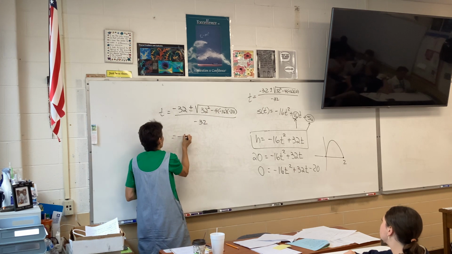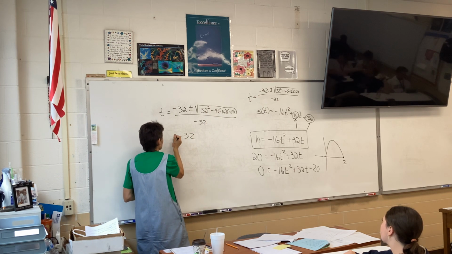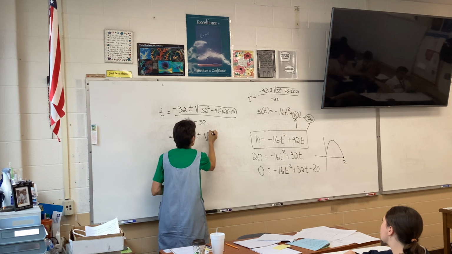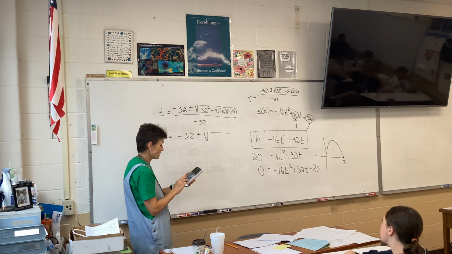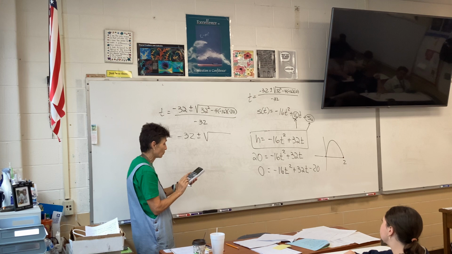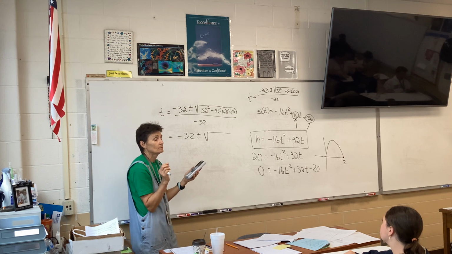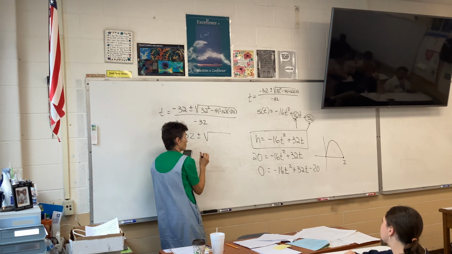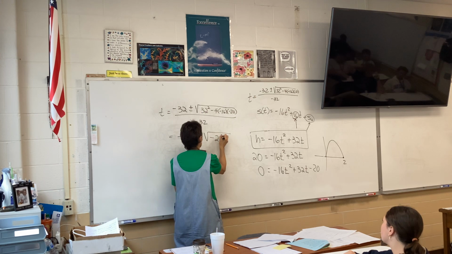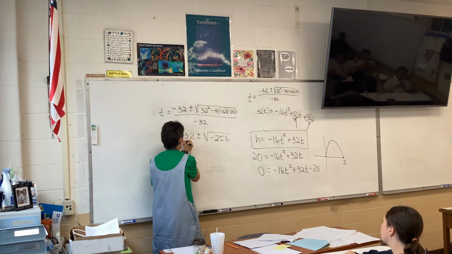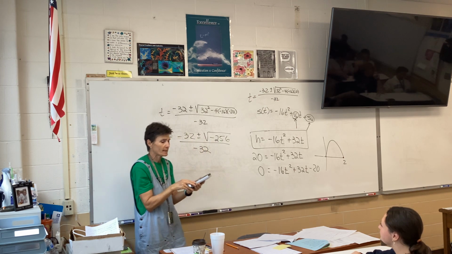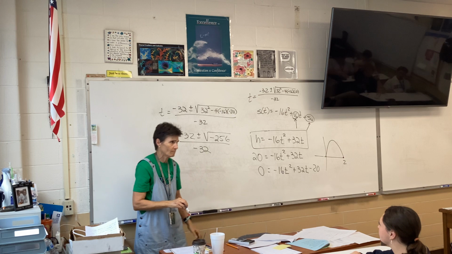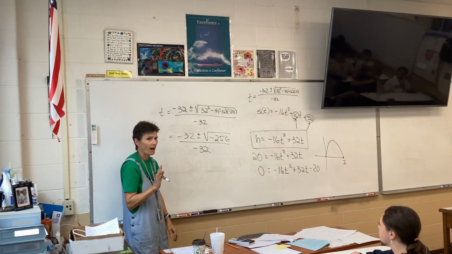Okay, let's work on this under here. So I'm gonna go ahead and type it on my calculator. 32 squared minus 4 times -16 times negative 20 equals negative 256. Oh, whoa, wait a minute. What does it mean when I have a negative under a radical? There's going to be an i in my answer.